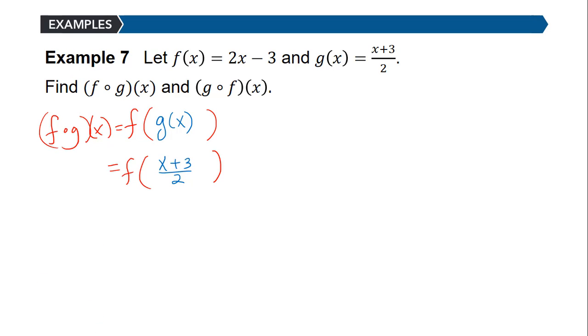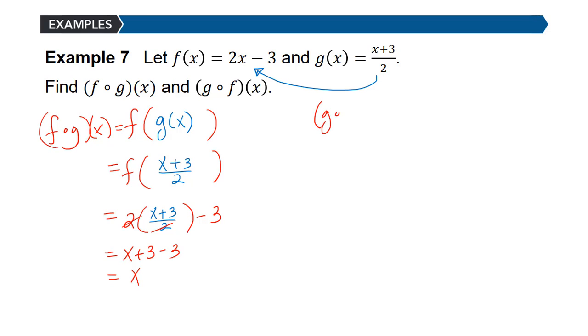So to find f of anything, I go to my function f, which is 2 times whatever I'm plugging in minus 3. So what am I plugging in? I'm plugging in x plus 3 divided by 2. Right, so again, my function g goes into the function f. Simplifying this, well, 2 times x plus 3 divided by 2 is just simply x plus 3 minus 3, and that is equal to x.